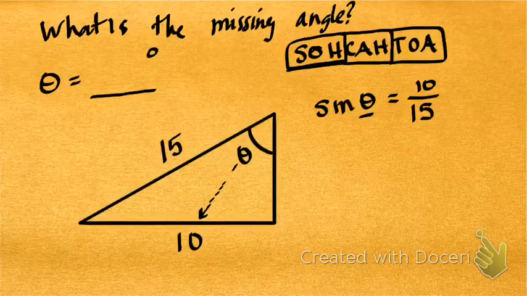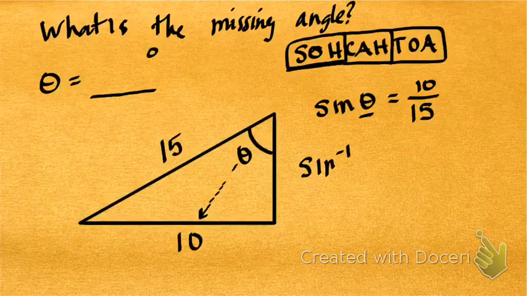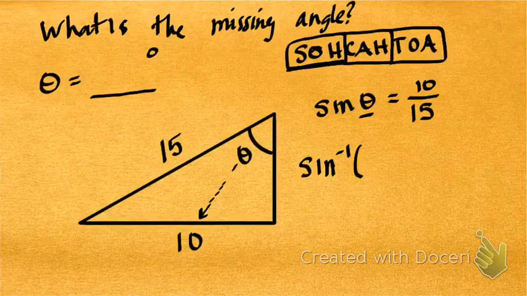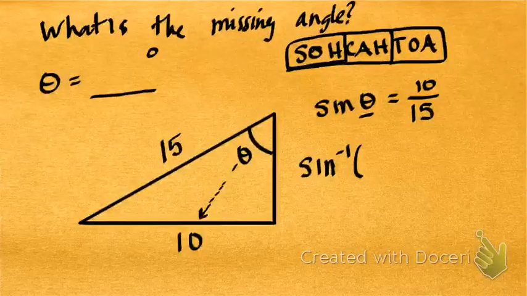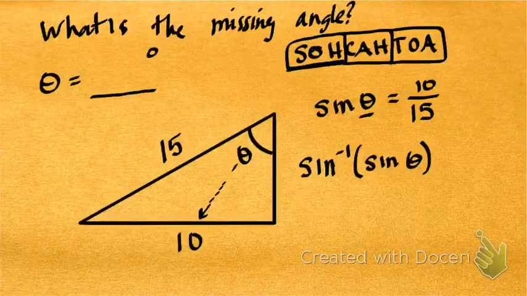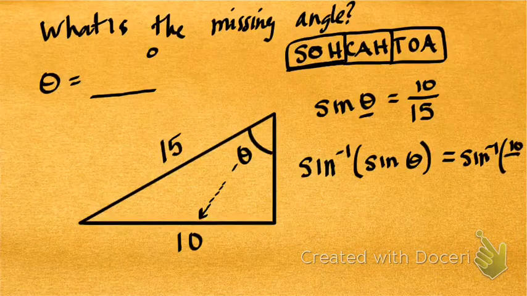Well, it's actually kind of simple. There's a function called the inverse sine. And the inverse sine is the opposite of sine, just like multiplication and division are opposites, addition and subtraction. So if we take the inverse sine of the sine of theta, we have to do that to both sides because we're looking at an equation.